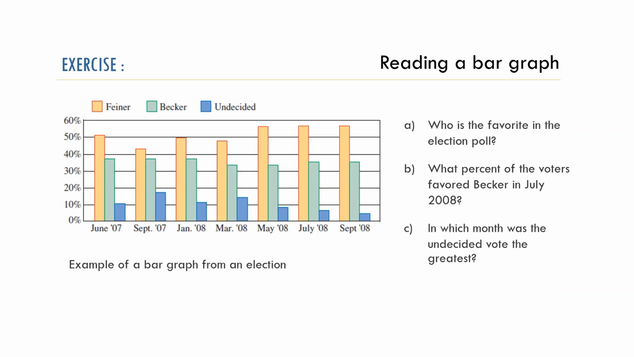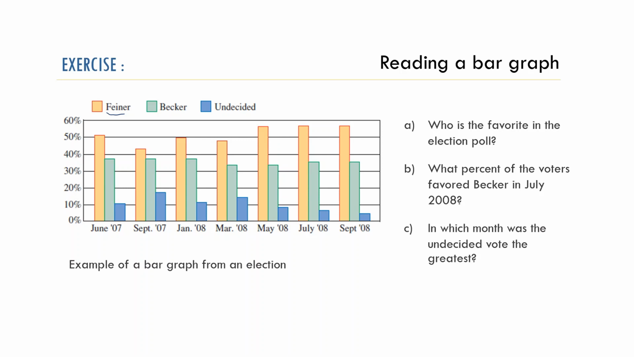Now, if I have a bar graph of comparisons between polls, so this is a bar graph from the elections. The yellow one represents the person named Finners, the green one represents the person named Beckers, and the blue one is the people that haven't decided yet whether to pick Finners or Beckers. So this is the poll from June 2007 to September 2008.